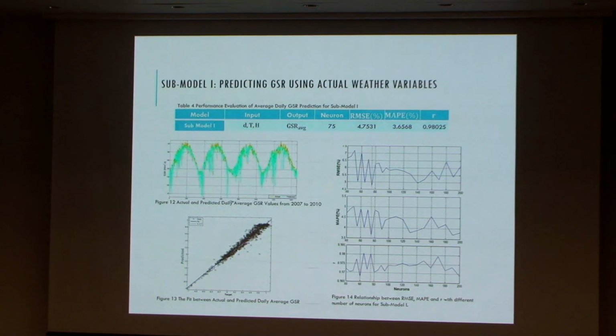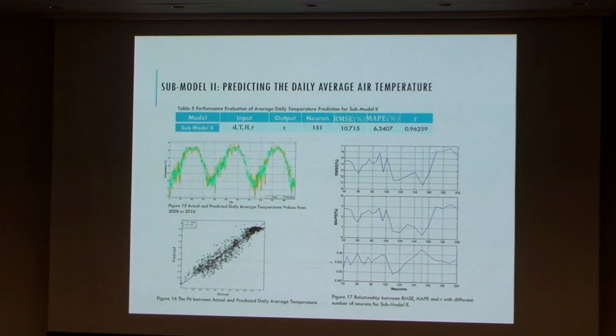And the last figure is the performance: root mean square error, mean absolute percentage error, and coefficient of correlation versus number of neurons. You can see the best one is almost 75 neurons. When I use 75 neurons, I get the best result, minimum errors, and high coefficient of correlation. For submodel number 2, predicting the temperature from previous data, day and last year's temperature, humidity, and radiation. The result is not too bad.